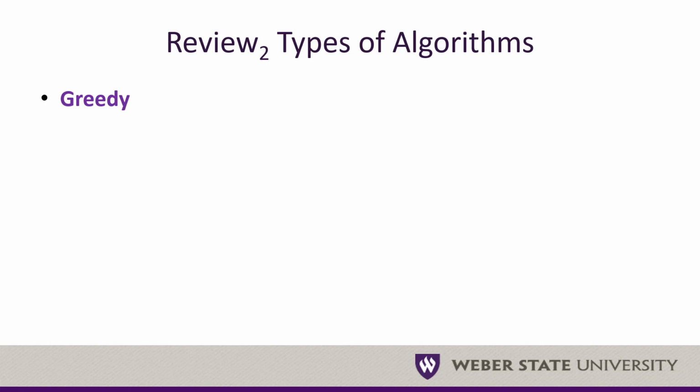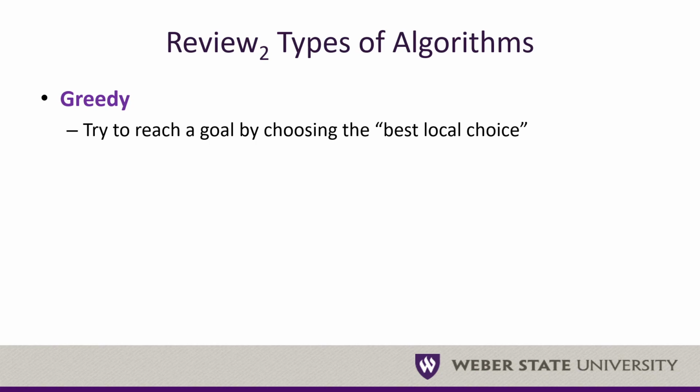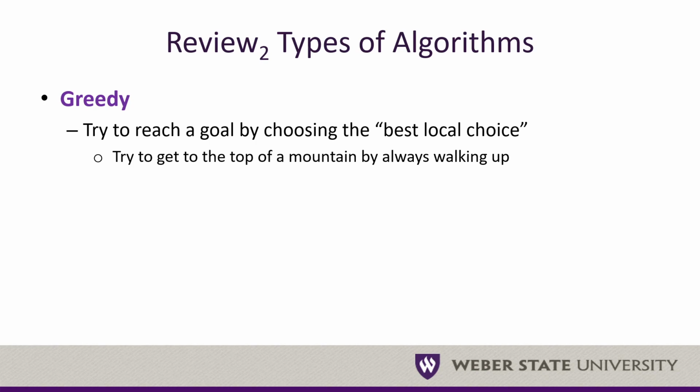Sometimes we do that because we can't predict what's going on in the future. But it's just a general method for solving some problems. We try and reach our goal by choosing some best local choice. What information do I have at this point? You could view this as trying to play a game of chess by playing the piece or the move that you think is going to be the best at that point, and not playing 2 or 3 moves ahead and trying to trap the other person or avoid traps or things like that. So we try to get to the top of a mountain, for example, by always walking up.